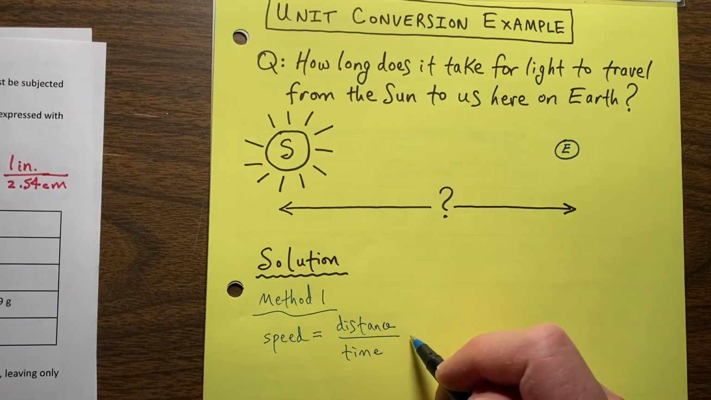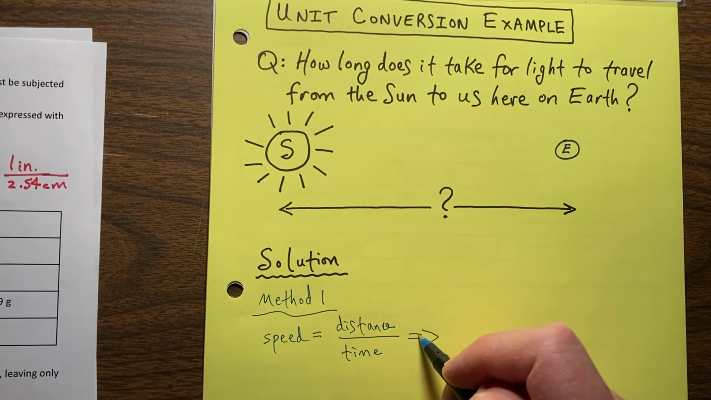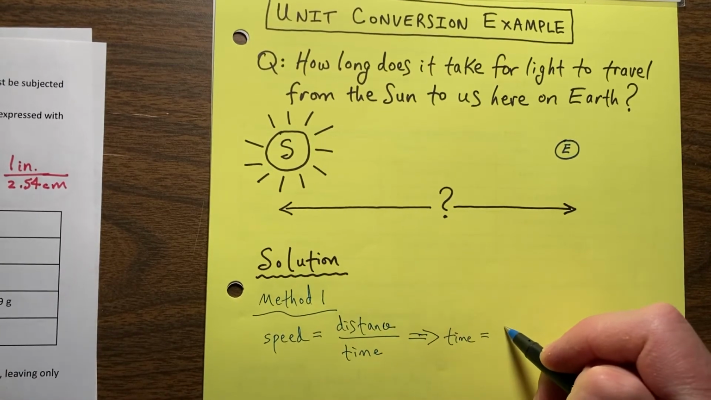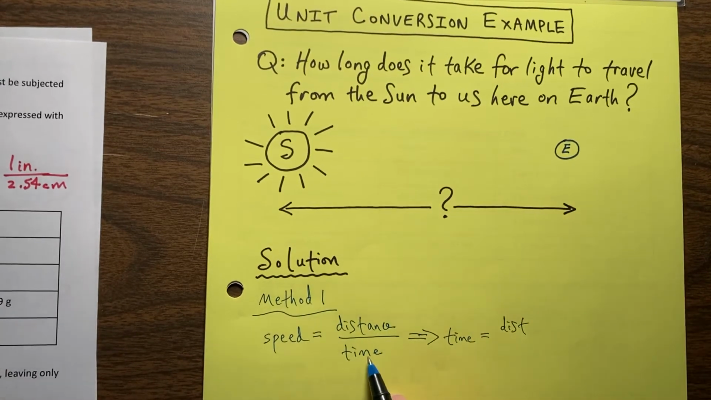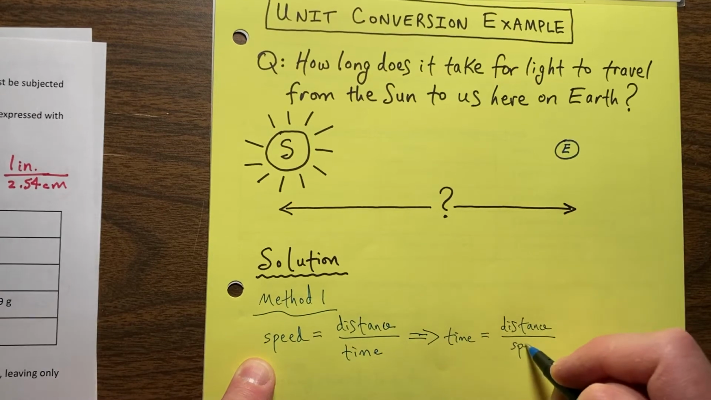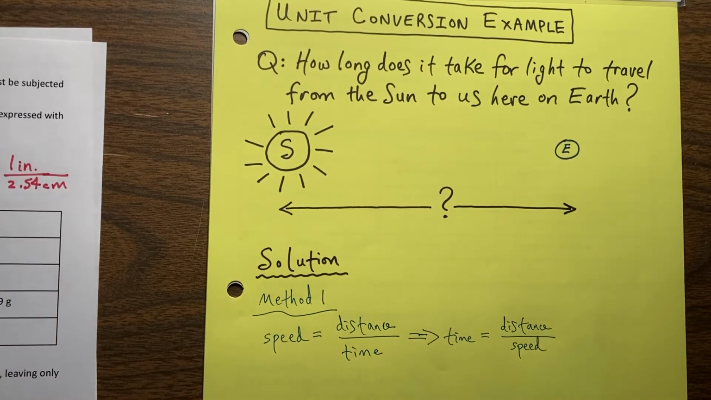So then you could say, okay, I'm just going to solve this equation for time. The time it takes is equal to the distance. Now, if I'm solving this equation for time, I can just put the unit of time where speed is on the other side of the equal sign, and put the speed unit where time was. So it's distance over speed. That's just an algebraic shortcut.